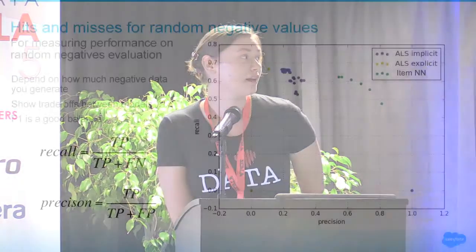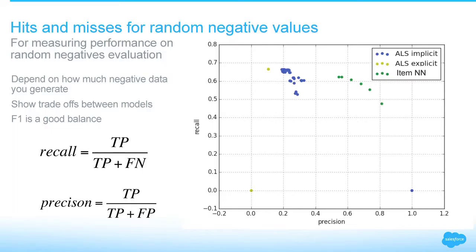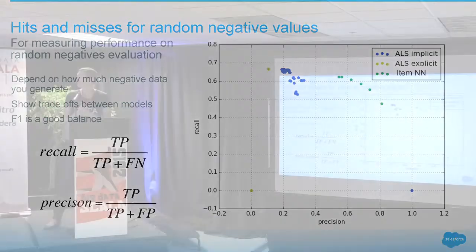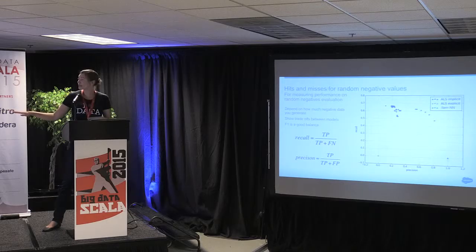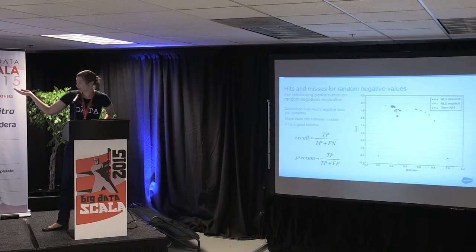Something that will work is, for example, hits and misses. So again, this is with generating zeros for the data. And what I've plotted here is the recall on the y-axis versus the precision on the x-axis. Again, I'm showing 3 different types of models with different hyperparameters. So basically, you have the alternating least squares explicit, the inappropriate model. You have the alternating least squares implicit, so the more appropriate model, and you have item-based nearest neighbors.